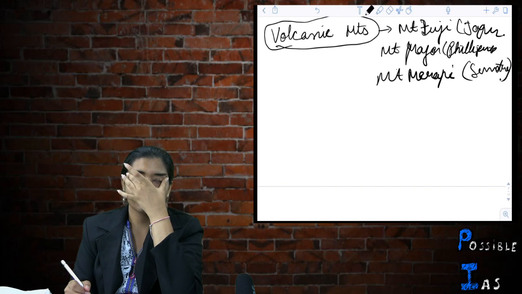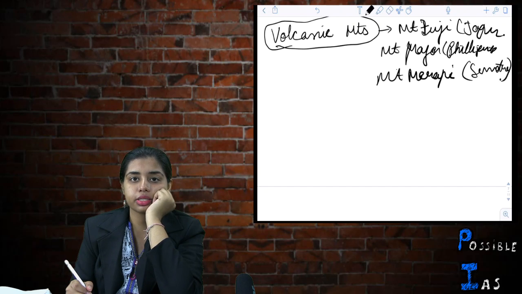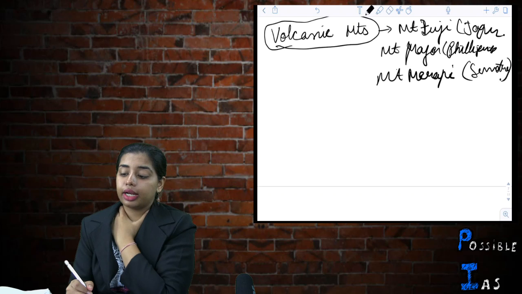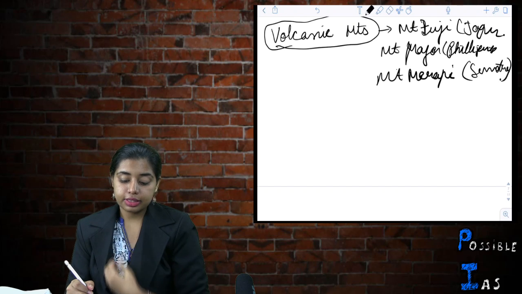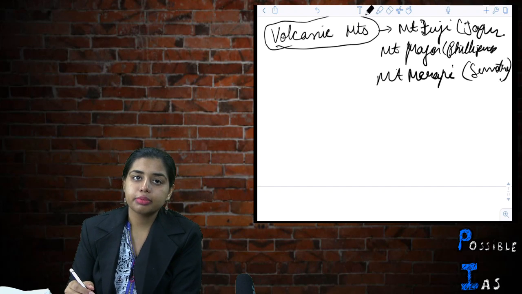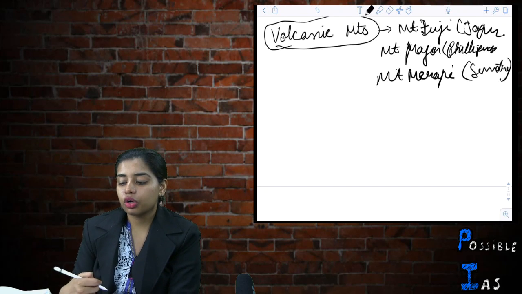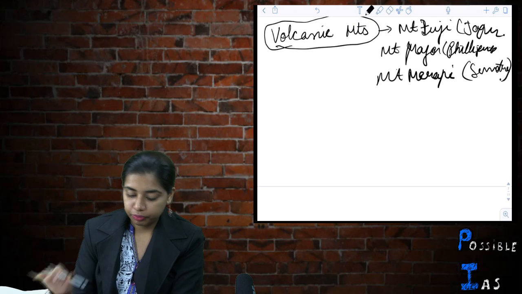The most common ones are found on the circum-Pacific belt. What is the Pacific belt? It is a subduction zone where volcanism is happening. In the circum-Pacific belt there is a lot of volcanism, and this is also known as the ring of fire. Why? Because there is so much volcanism. So here you have a lot of volcanic mountains.